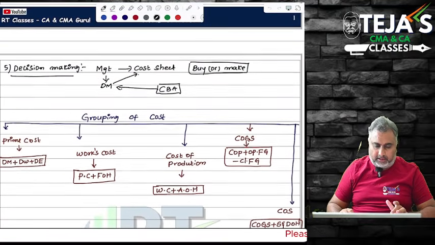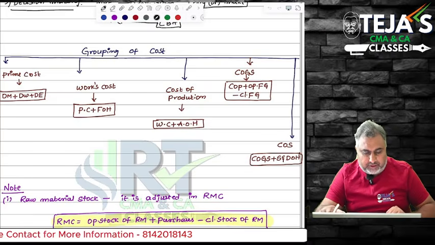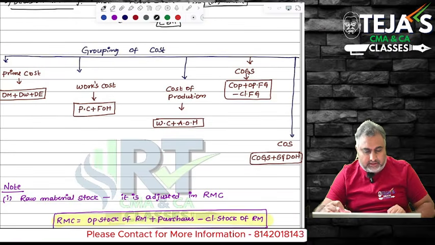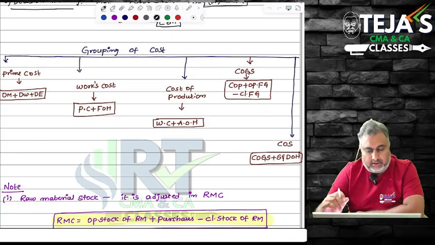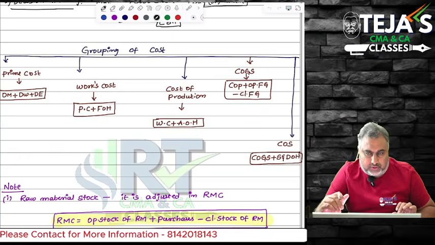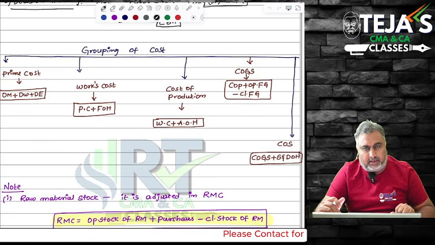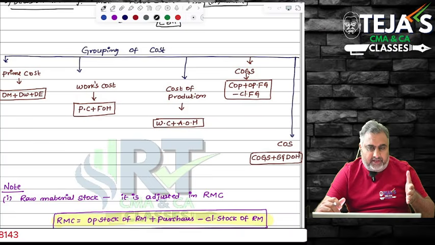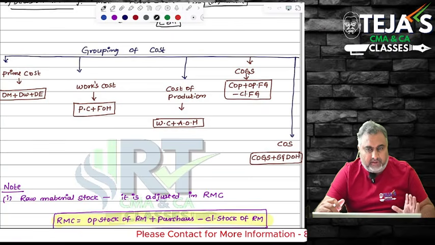Yeah, let's start quickly. From the grouping of cost point of view, we divide the concerned things into prime cost, works cost, cost of production, and next cost of goods sold. And how to find our prime cost? Direct material plus direct wages plus direct expenses, combined, we call it prime cost.